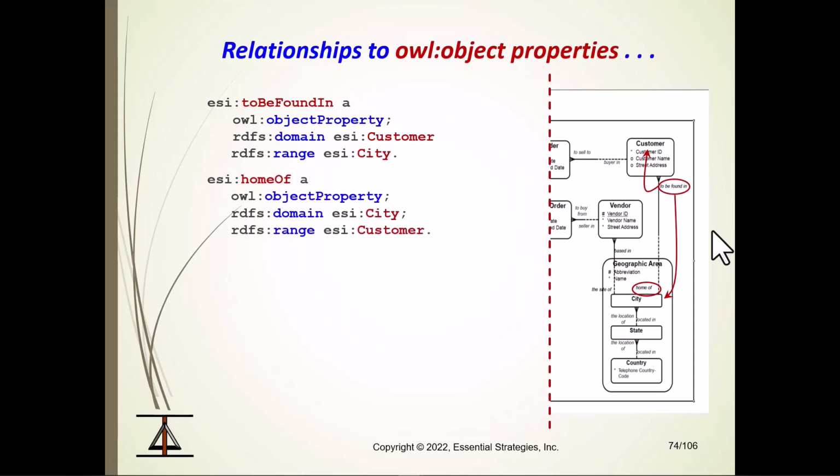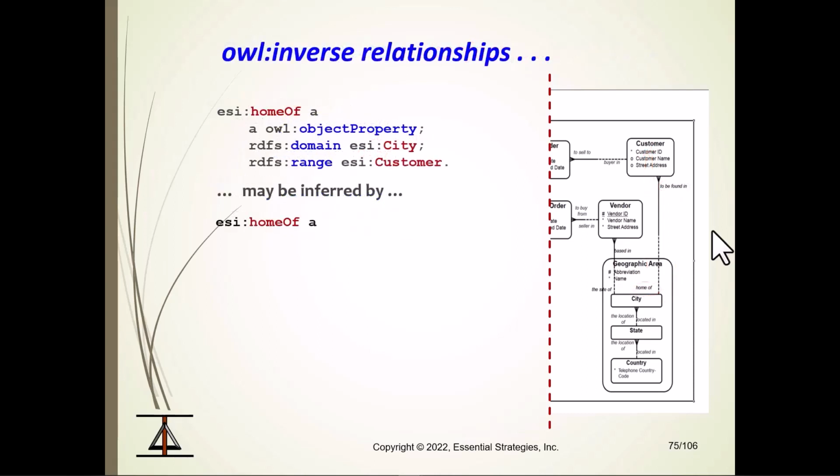Now, another relationship is home of, and here the domain is city, and the range is customer. Now, notice an interesting thing about home of. It is very much related to and can be inferred from to be found in. Specifically, home of is an object property which is the inverse of to be found in.